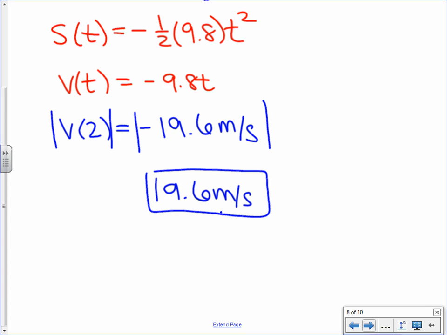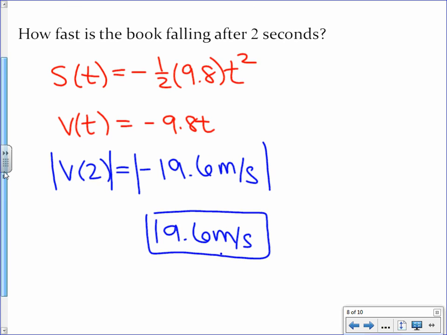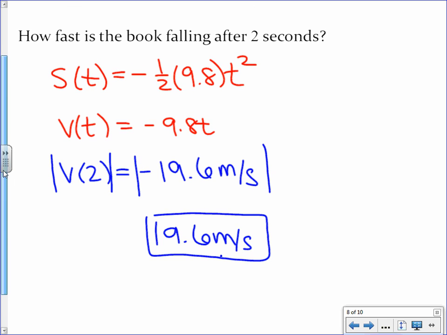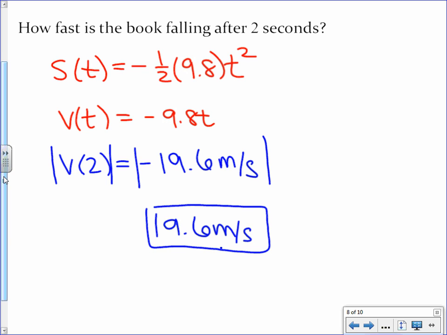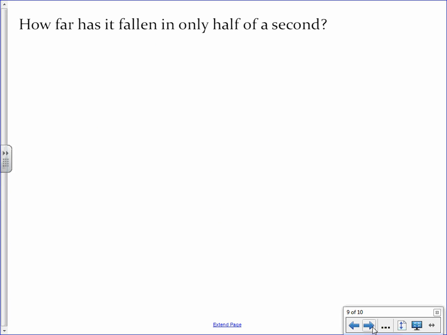Honestly, though, I have a feeling by 2 seconds it hit the ground and it's going 0 meters. Have you seen the tallest part of the school? Pretty up. Underestimate how fast. When it asks how fast is the book falling, we know it is falling down, so the direction wasn't a concern, and that's why we gave speed. All right. How far has it fallen in only half of a second?